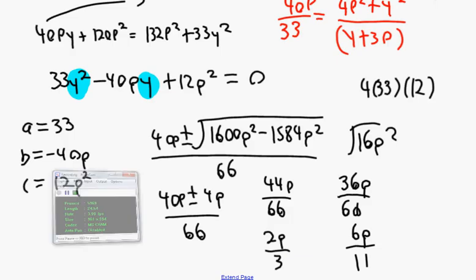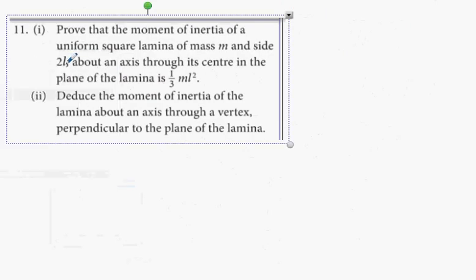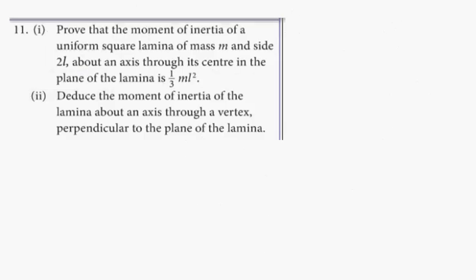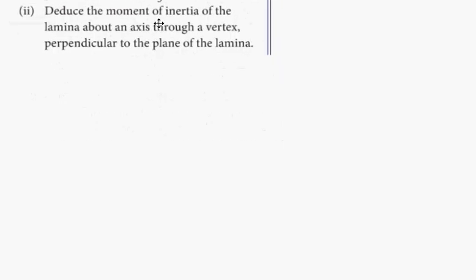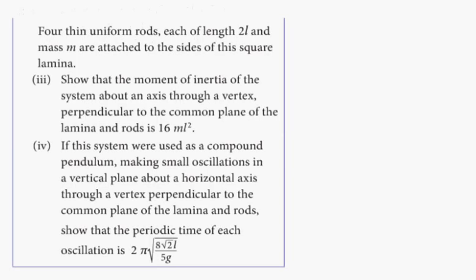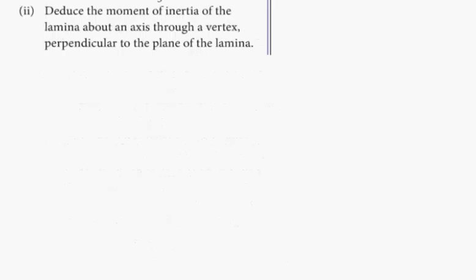Yeah. So what you have here is question 11 part 1. Proof that the moment of inertia of a uniform square lamina of mass m, side 2L, about an axis through its centre in the plane of the lamina is a third ml squared. Please refer to exercise 14B for that proof. Now, deduce that the moment of inertia of a lamina about an axis through its vertex perpendicular to the plane of the lamina. Am I missing part of the question? Oh, sorry, deduce it, as in get the formula yourself. It's not a proof question, so yeah, we get that ourselves.